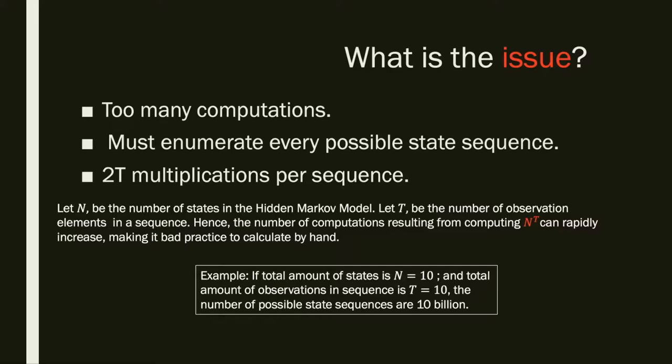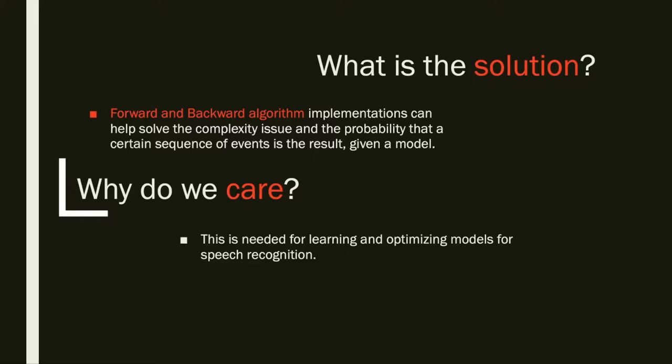Now, the tricky part about this is that as the number of states increases and the number of observations in a sequence increases, the total number of possible state sequences increases by a lot, so much that it becomes impossible to calculate. So that is why we need a programming implementation to resolve this issue. So we use the Forward algorithm, and in this video we will implement it using Java.